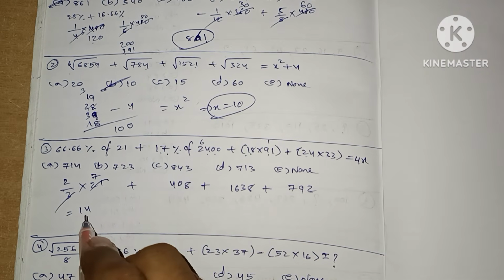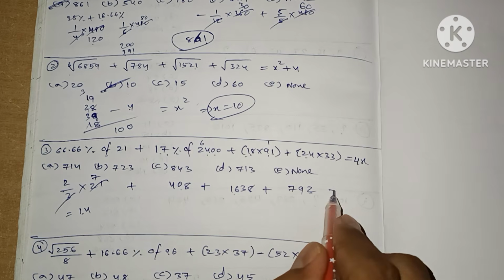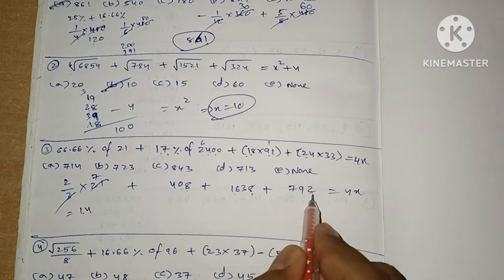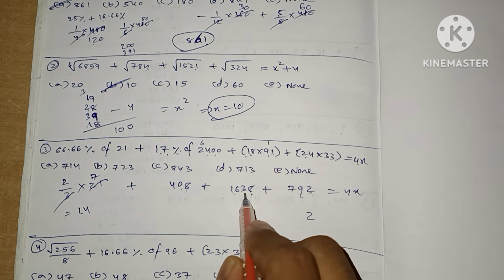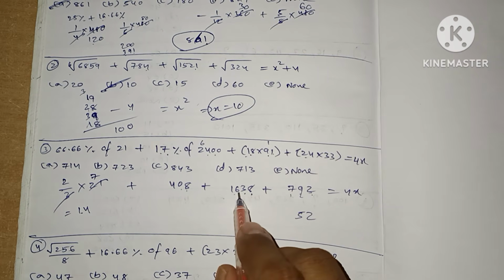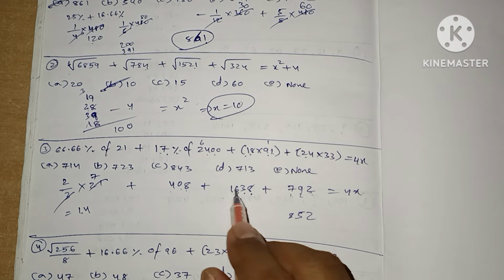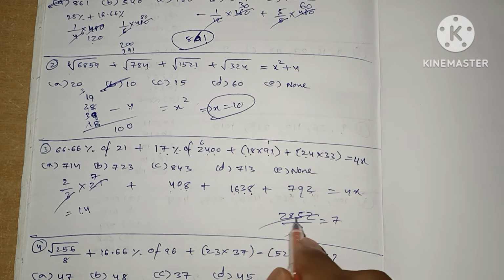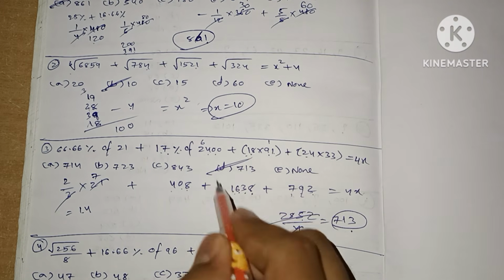So totally we have 14 plus 408 plus 1638 plus 792 whole equals to 4x. 4 plus 8 12, 12 plus 8 16 20 22. This will be 11, 11 plus 3 14, 14 plus 1 15, 8 plus 6 14, 14 plus 4 18, and 1 and 1 2852 divided by 4. 4 7 times is 28. 4 1 times, 4 3 times. So 713 is our answer. Option D is our answer.